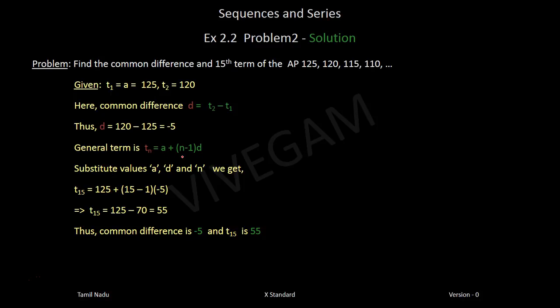Substitute the values of A, n and D, you'll get T15 will be equal to A is 125 and 15th term, so n equal to 15. So 15 minus 1 into D, we just calculated that to be minus 5. So on simplification, 125 will come here. 15 minus 1 is 14. 14 into minus 5 is minus 70. So 125 minus 70, that will be equal to 55. So the common difference in this case is minus 5 and the 15th term is 55.